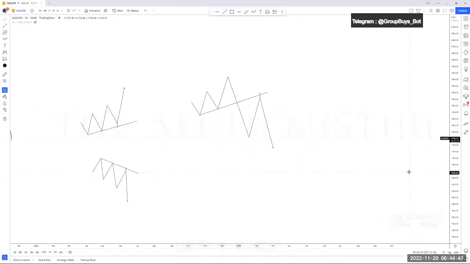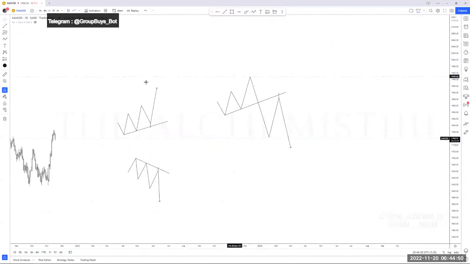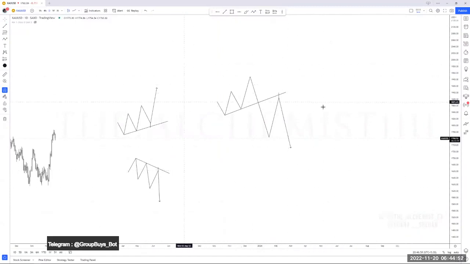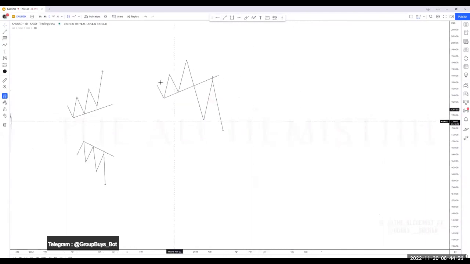Let's talk about multi-time frame stuff later. Let's go through the very basics right now. So this will be the second type.